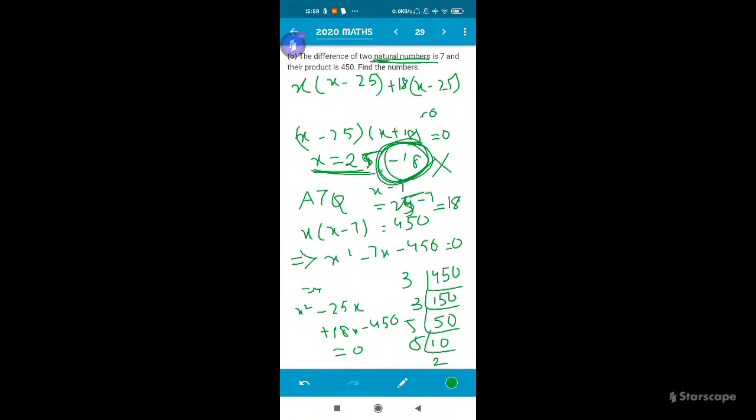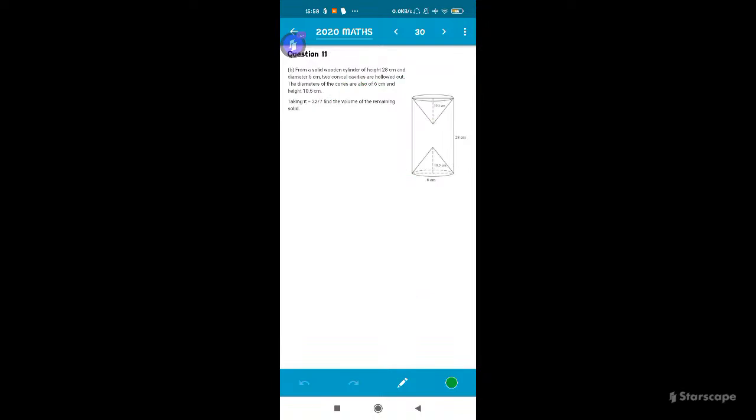Question number C is not in your syllabus, so I have not included it. Also for question number 11, the first question, question A, is not in the syllabus, so I have skipped it. So this is the question. From a solid wooden cylinder of height 28 cm and diameter 6 cm, two conical cavities are hollowed out. The diameters of the cone are also 6 cm and height is 10.5 cm, as you can see in the figure already.